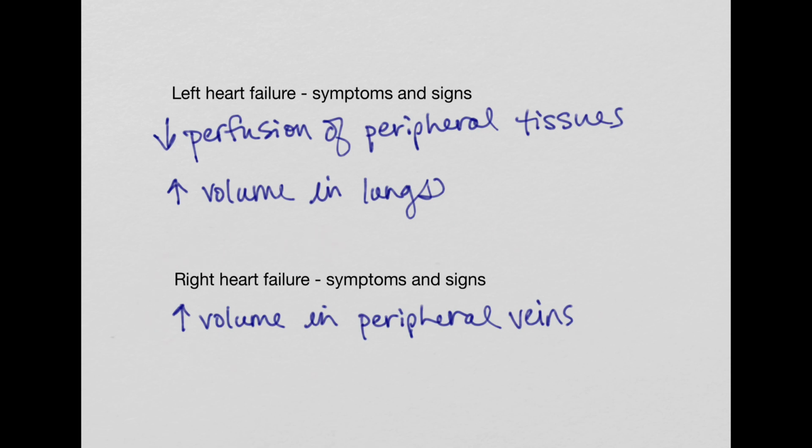So increased volume in the peripheral veins leading to elevated jugular venous pressure, ascites, hepatojugular reflux, and pedal edema.